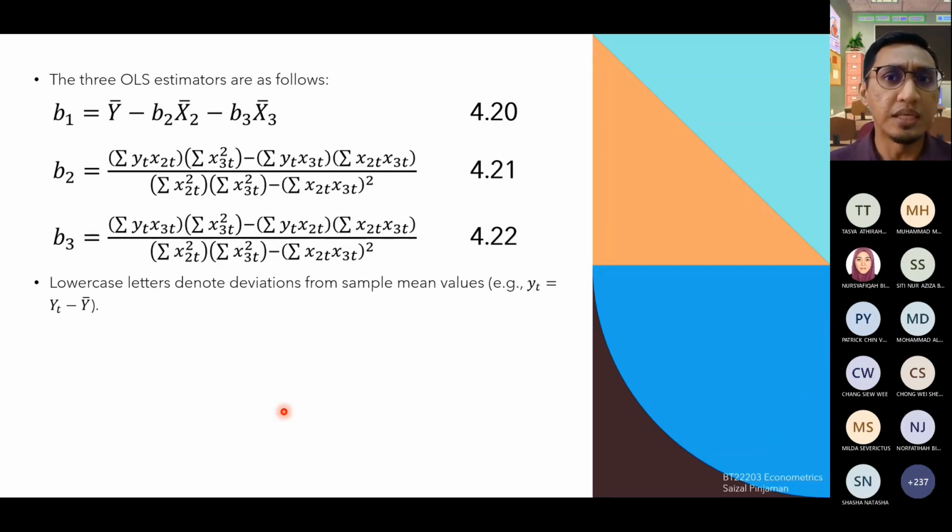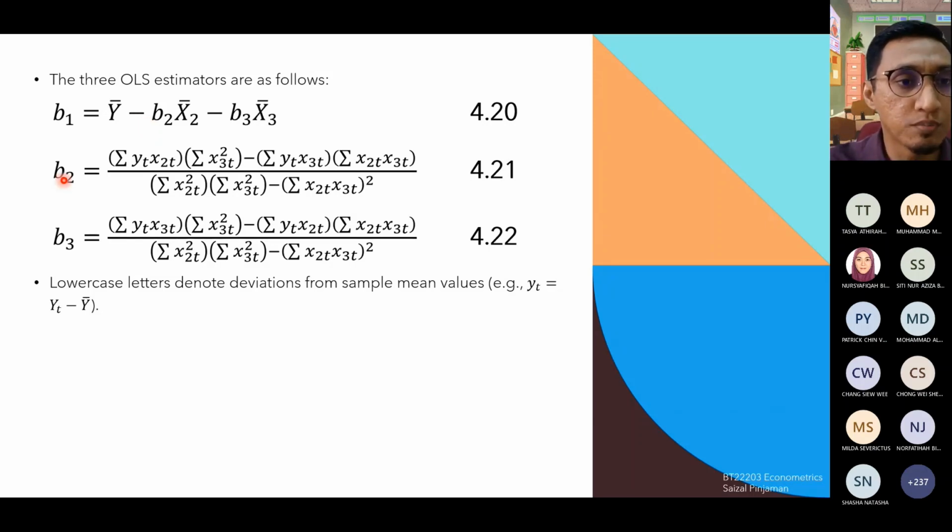In estimating the B values for the OLS estimator, which are the estimators for the beta values, we will follow these equations. In estimating B1, we will follow equation 4.20, where B1 equals mean y minus B2 mean x2 minus B3 mean x3. So this is the formula that we use. Later I will show you how we calculate this based on an example, don't worry.